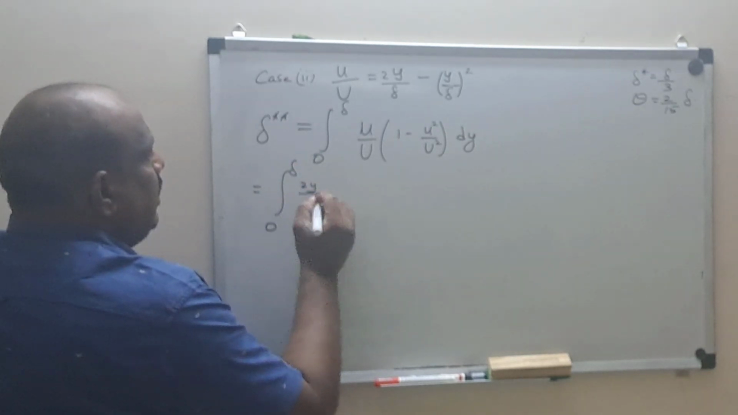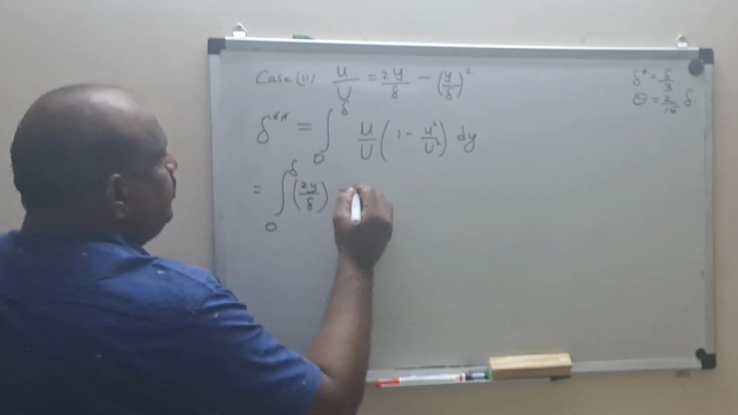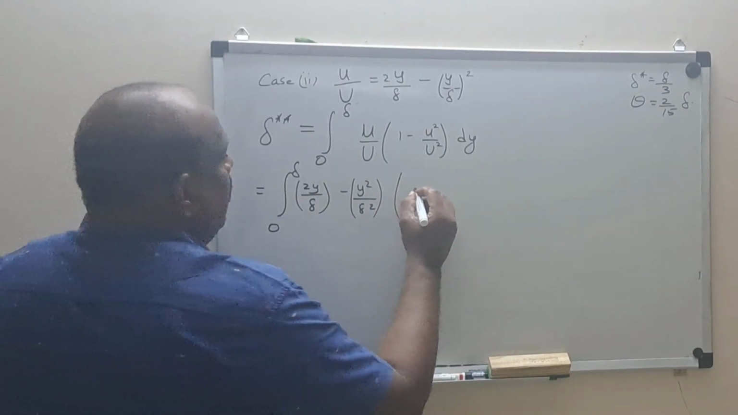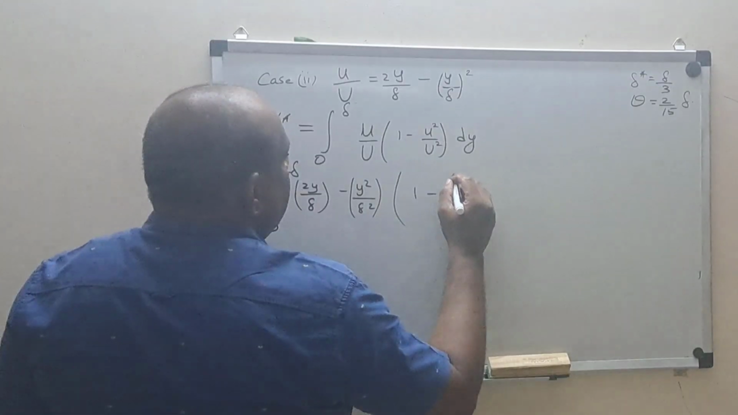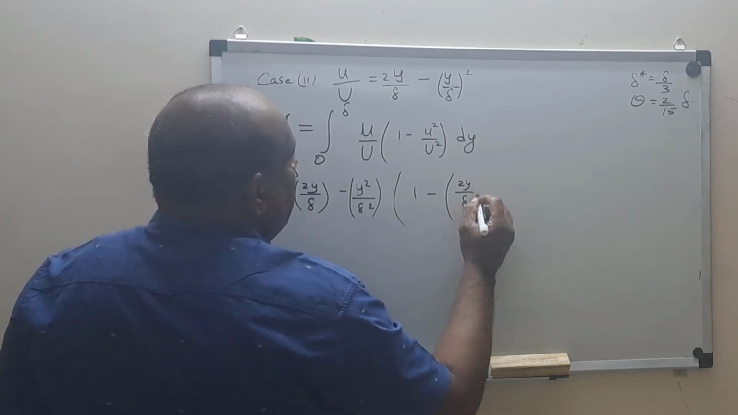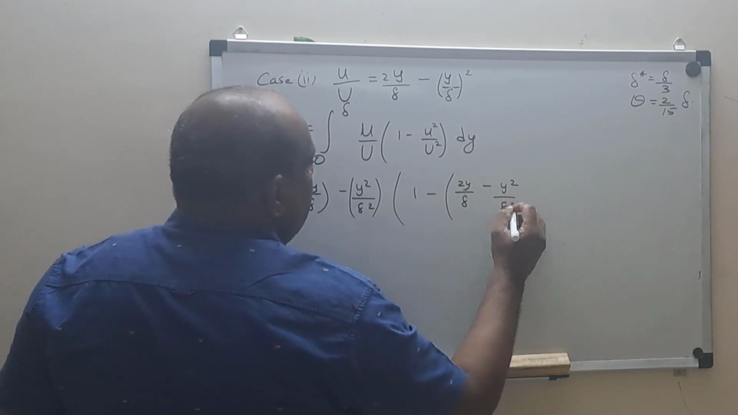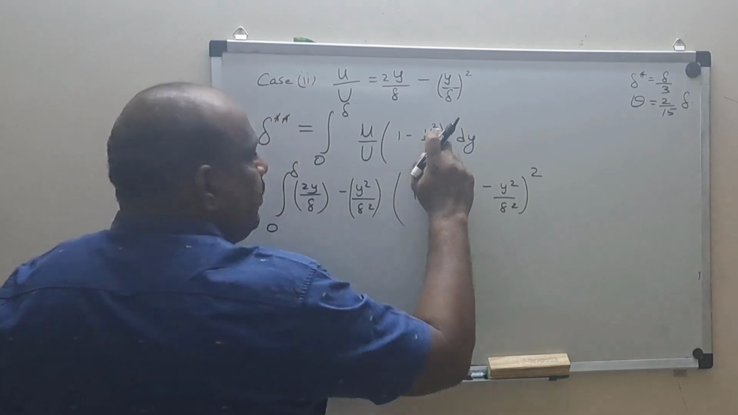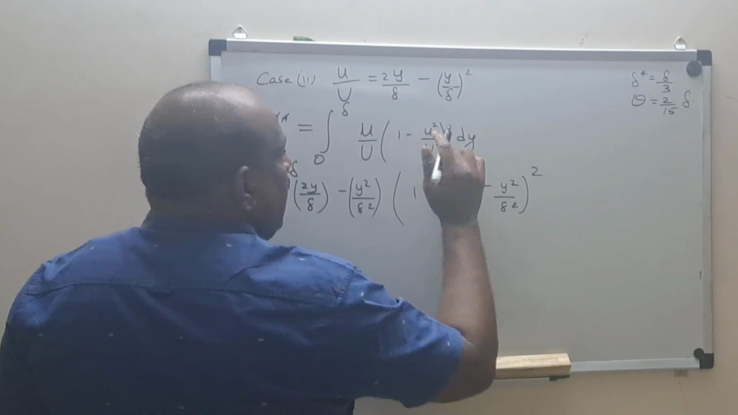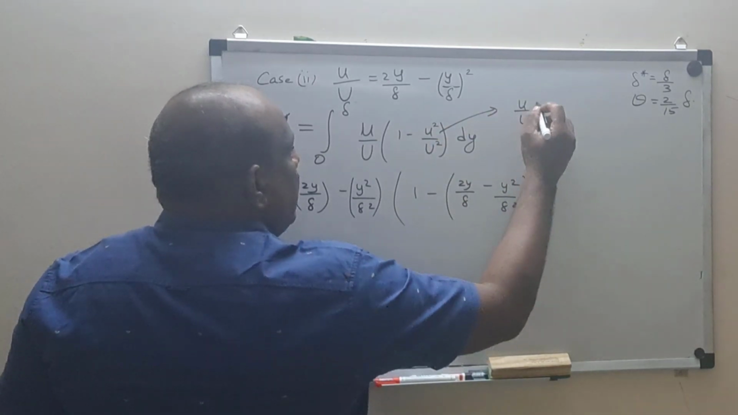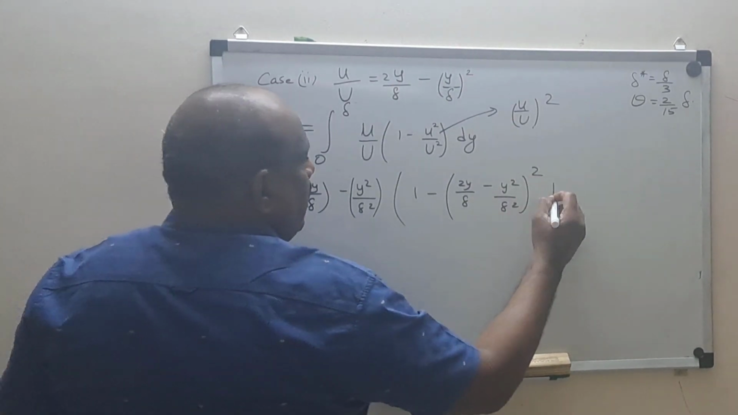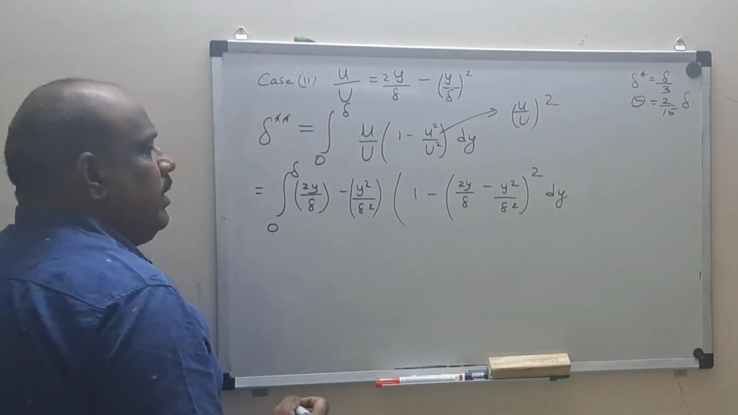It is 2y by delta minus y squared by delta squared, half, 1 minus, this can be taken as u by U whole squared. So it will be 2y by delta minus y squared by delta squared, the whole squared. How have I written this one? u by U whole squared. So u by U is this term, the whole square, dy. I hope it is easily understandable.